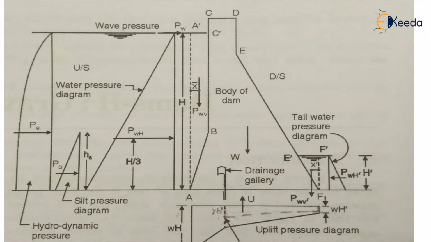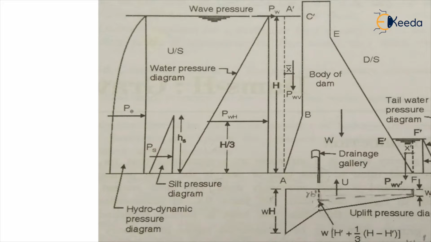Again, you can see here the third diagram will be a hydrodynamic pressure diagram. It is a very important pressure which is categorized under earthquake pressure. Earthquake gives acceleration in a horizontal as well as in a vertical manner. When it gives acceleration in a horizontal manner, it exerts pressure along with the water as well as with the body of the dam, which is called the inertia force.